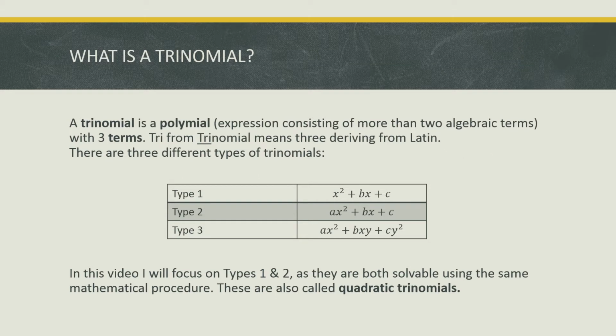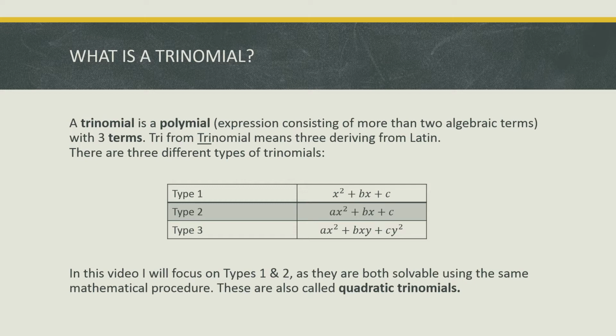So, first off, what is a trinomial? A trinomial is a polynomial, which is an expression consisting of more than two algebraic terms, with three terms. You can remember this because "tri" from trinomial means three, deriving from Latin. There are three different types of trinomials, as you can see from this table.